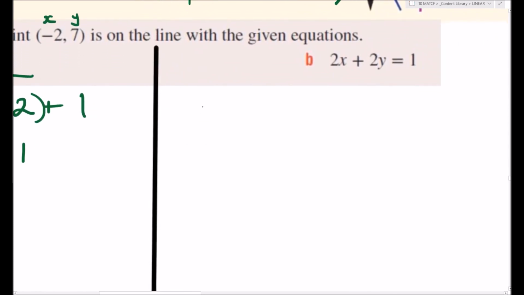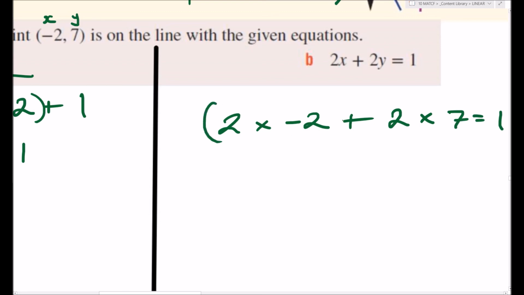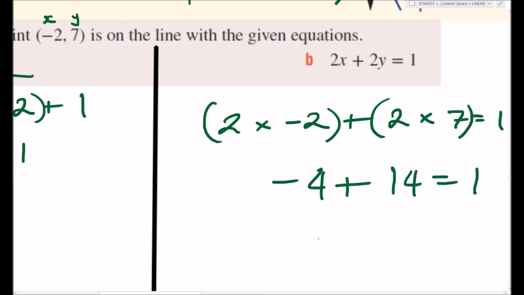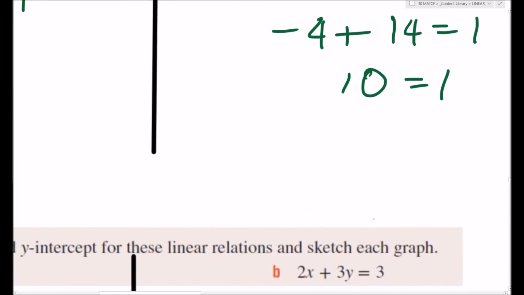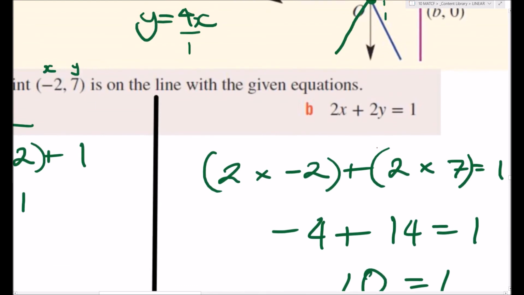Let's try this one. So 2x plus 2y minus 1. So 2 times -2, remember x was -2, plus 2 times 7 equals 1. Remember, do the ones in the bracket first, please. So BODMAS, 2 times -2 is -4, plus 2 times 7 is 14, equals 1. I can already tell that this is not going to be right because 10 does not equal 1. Therefore, this point does not fall within this equation. As in, -2, 7 does not fall in line with the line drawn for this rule here.